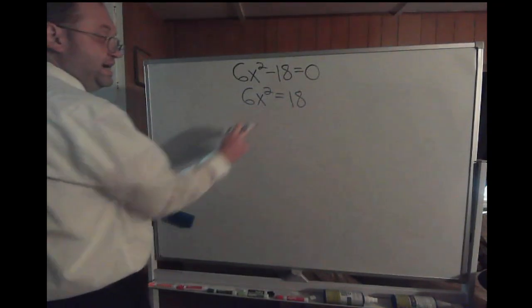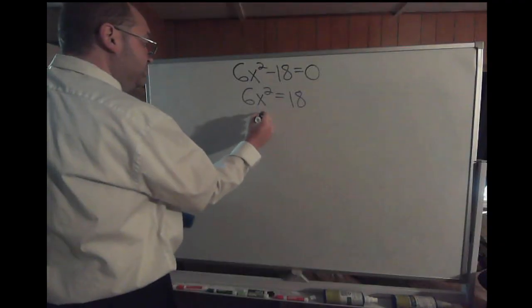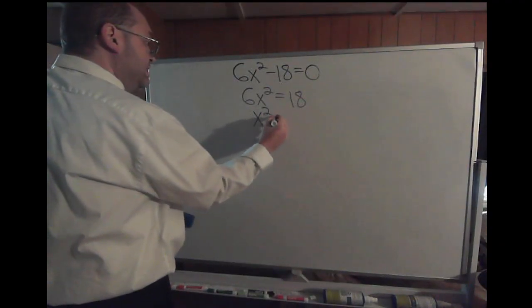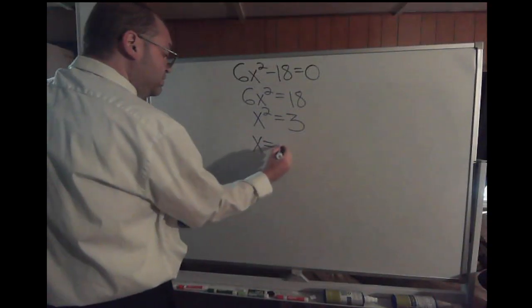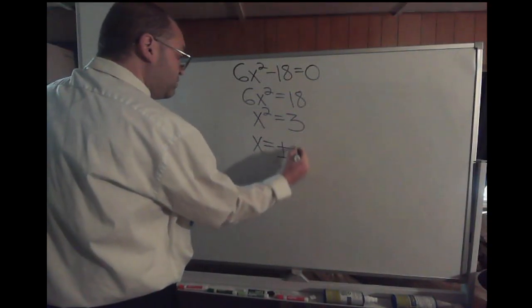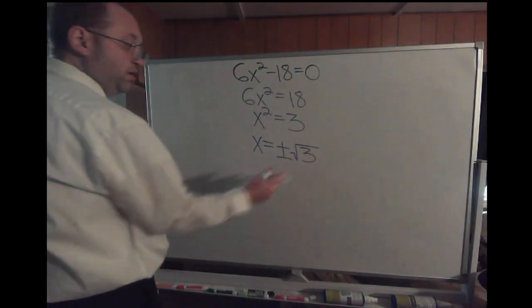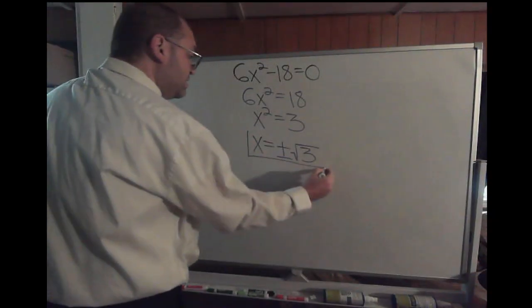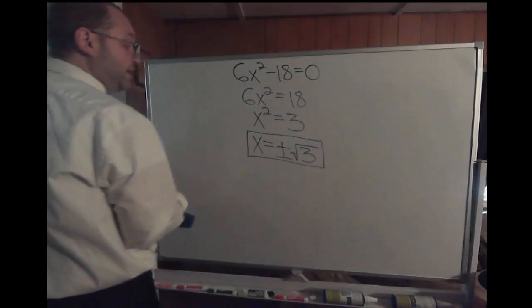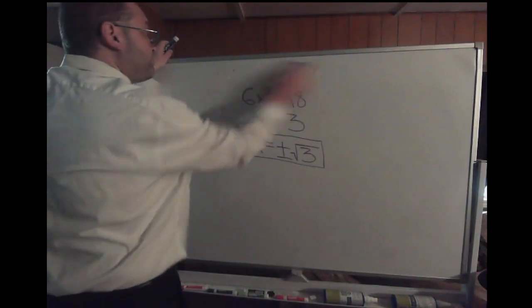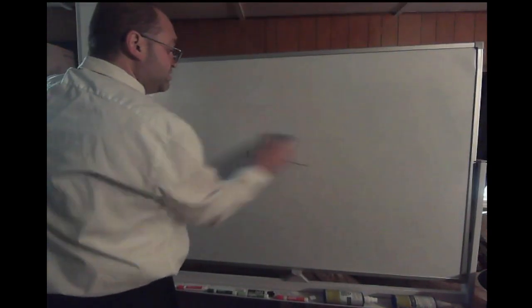Now we want to just get x squared by itself. So if we do that, you'll get x squared is equal to 3. And then x would equal plus and minus the square root of 3. And as we know, the square root of 3 is not a perfect square. So that's your solution. X equals plus and minus the square root of 3. That's all you would have. So this lesson today is probably the easiest one we're going to do with quadratic equations.